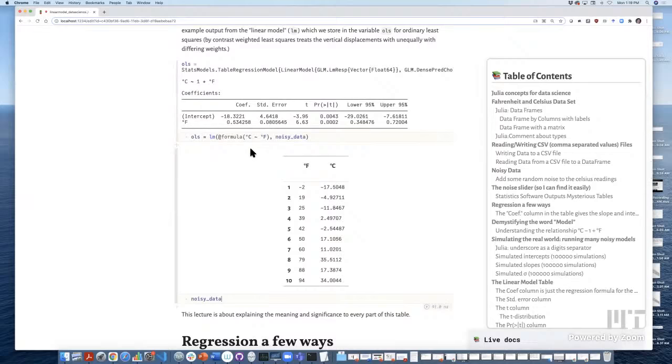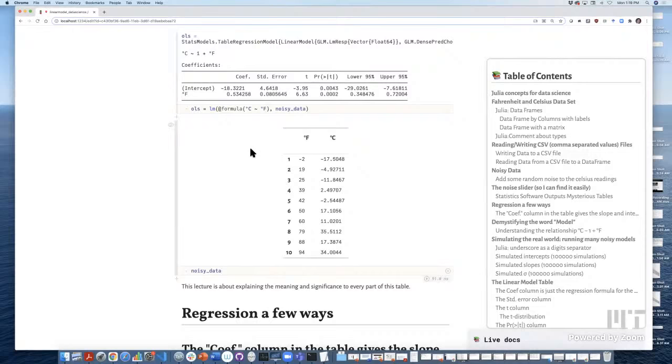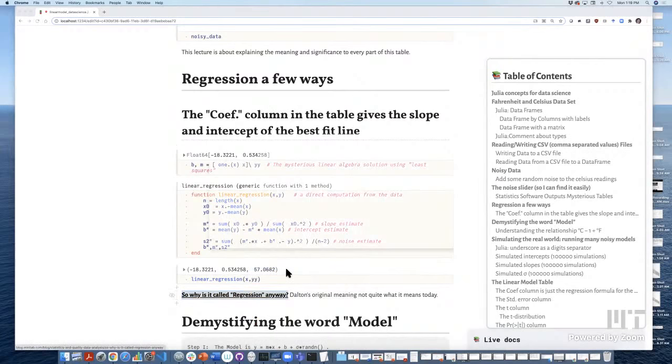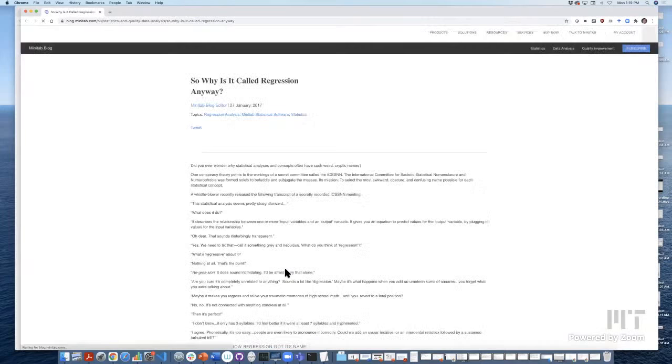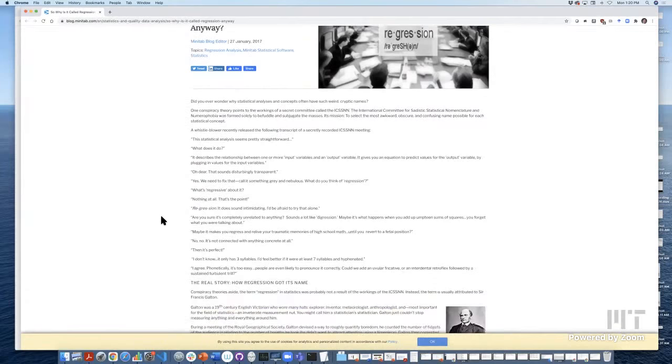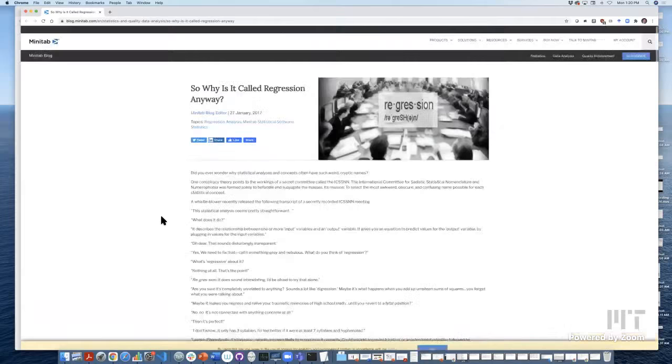So let's start by talking about regression. Regression, by the way, is a terrible word. It doesn't even mean what it sounds like. I have here a link if you want to see for yourselves why it's called regression anyway. It does seem like the word should be updated, but it's probably too late for that. So here you can read about Galton's use of the word regression and where it came from.